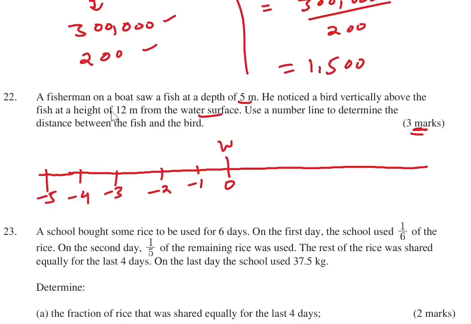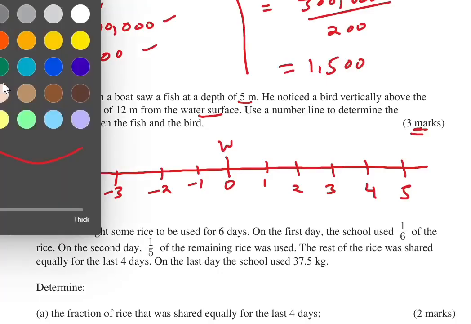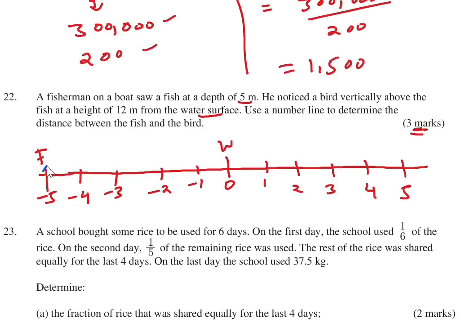Then we have a bird which is vertically above the water surface. So iko huku juu, so iko on the positive side. So 12 meters. So I'm going to say 1, 2, 3, 4, 5, and so on. My space is limited. So we want the distance. So the distance between the fish, there we have the fish, but itakuwa huko kwa 12. So we just count how many steps. I'm going to show you. Just count the steps. So this is 1, 2, 3, 4, 5, 6, 7, 8, 9, 10.